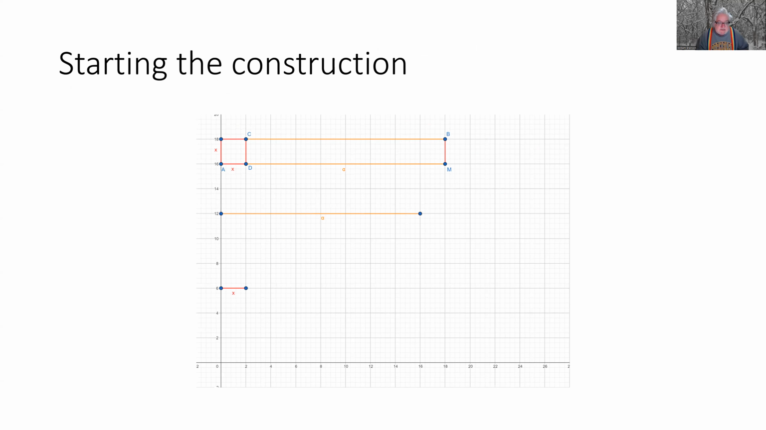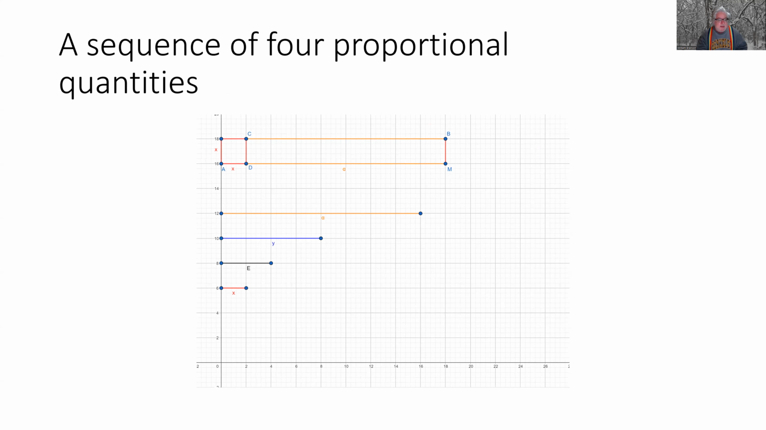So how does he start his construction? Well, the first thing he does is he takes the line alpha and he takes that out and moves it down here. And he takes the line segment x and we'll move it over here. So he picks out alpha and x as his key points to start his construction. And he creates a sequence of four proportional quantities between alpha and x. And so he calls this one E, and then we have another one, I'll call that one Y. That is what our Y is going to be.